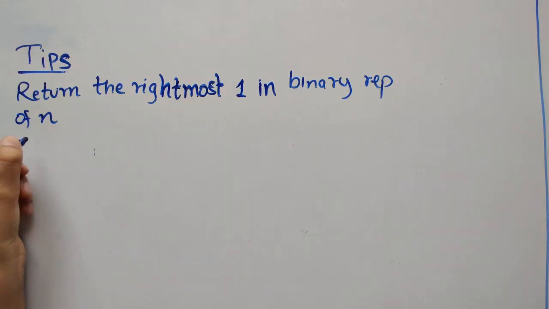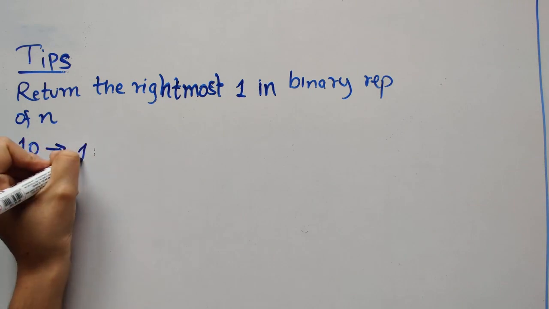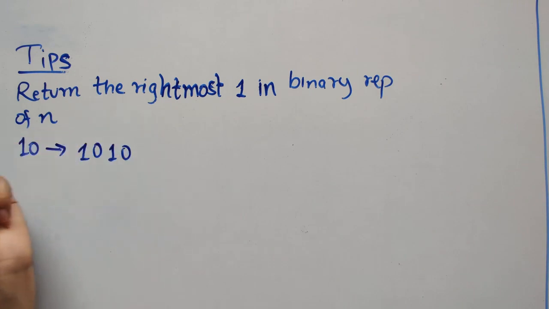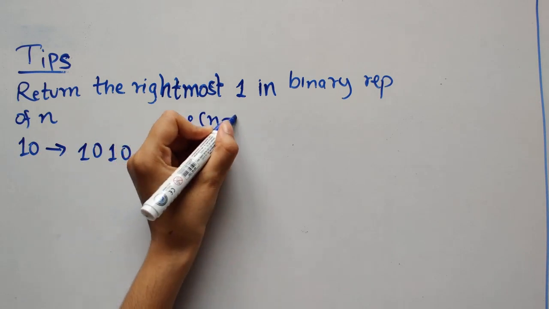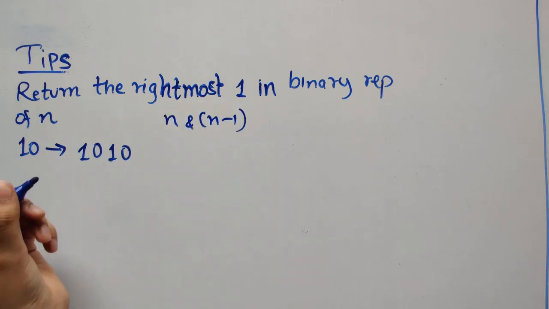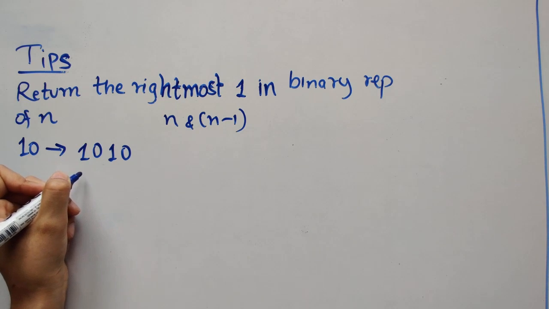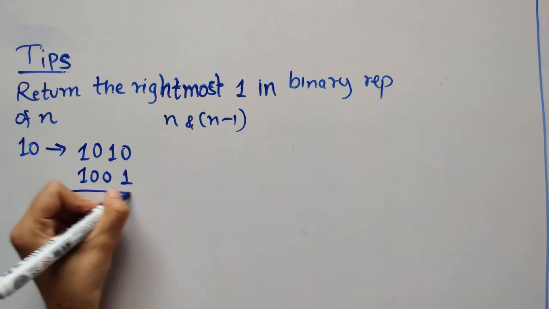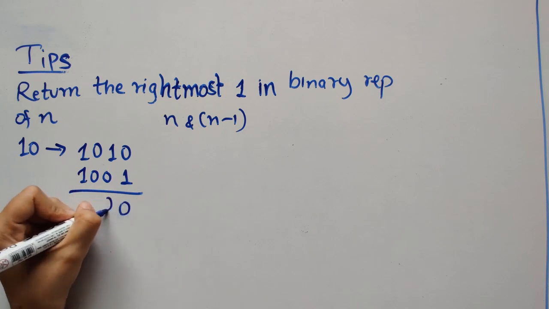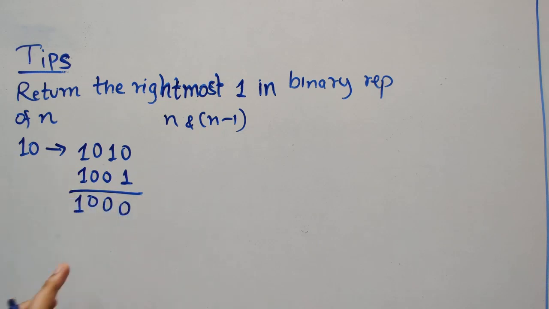Let's take an example and solve this problem. We'll take 10 as the example. The binary representation of 10 is 1 0 1 0. We are going to evaluate n AND n minus 1 here. n minus 1 is what? It's 9. The binary representation of 9 is 1 0 0 1. If I do AND, I'm going to get 1 0 0 0.